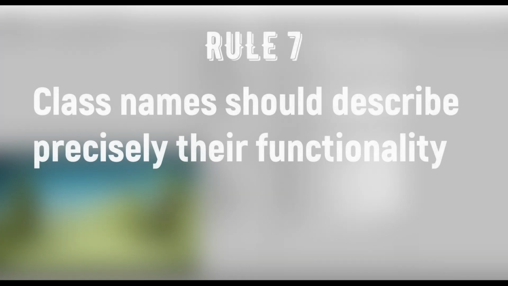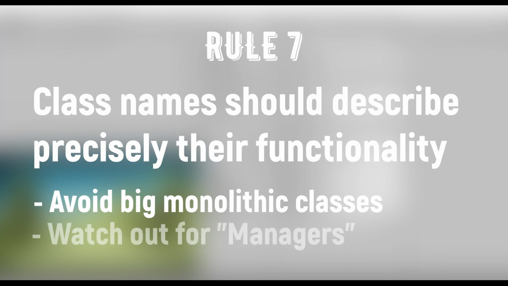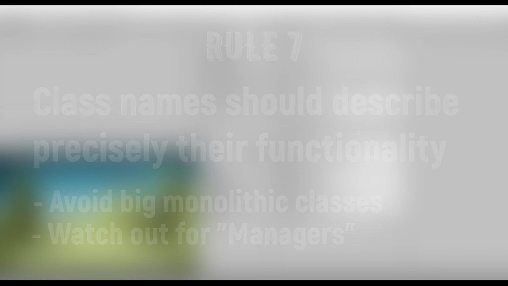Rule number 7. Class names should describe precisely the function of the class. Their names should not attract methods that don't attribute to the responsibility. This can lead to big monolithic classes that have too much responsibility. In game development, there is a widely spread usage of classes with the word manager in their names. Often they are used in places where it is not correct, like our player manager class. The next rule will help us to fight the urge to create those managers.